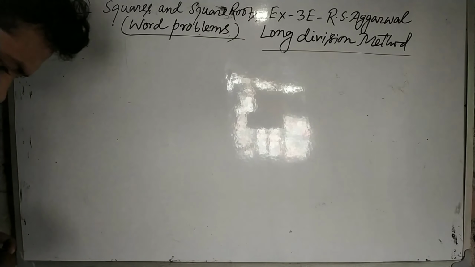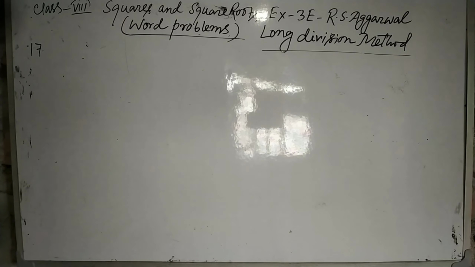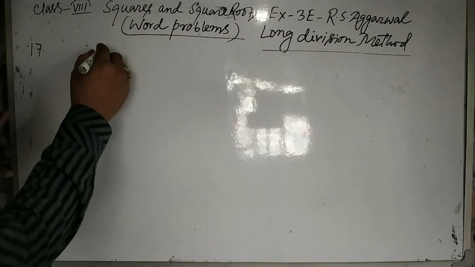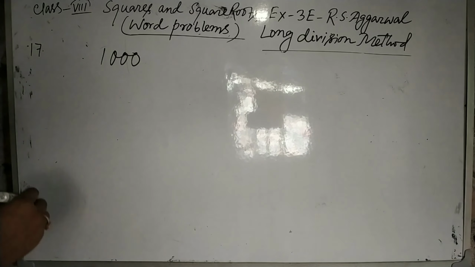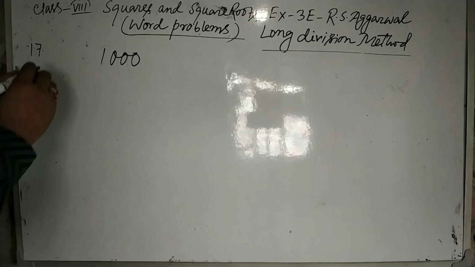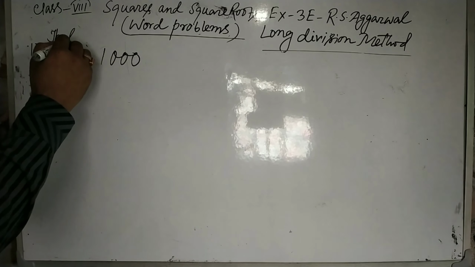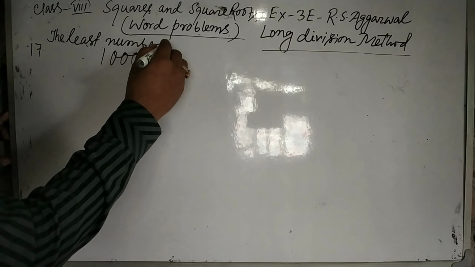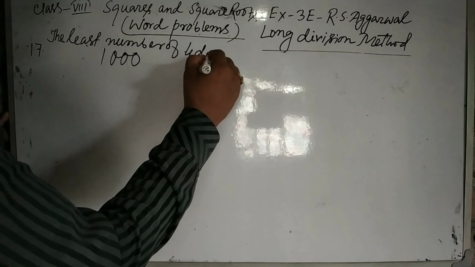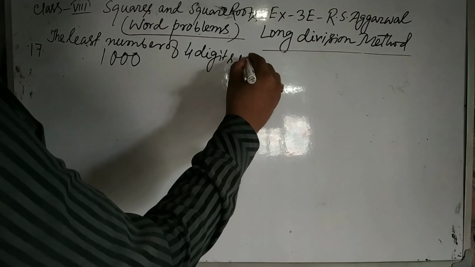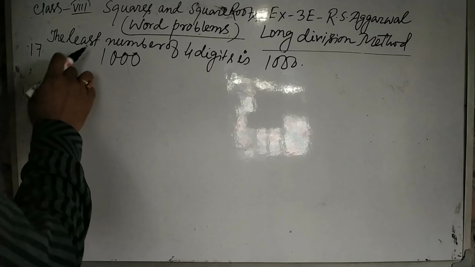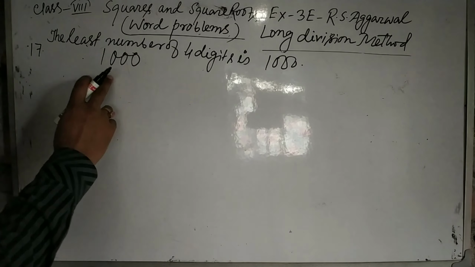What is given? The least number of 4 digit which is a perfect square number. You have to find out. What is the least number of 4 digit? That is 1000. Okay, write down the least number of 4 digits is 1000. Now we have to use long division method on this 1000.